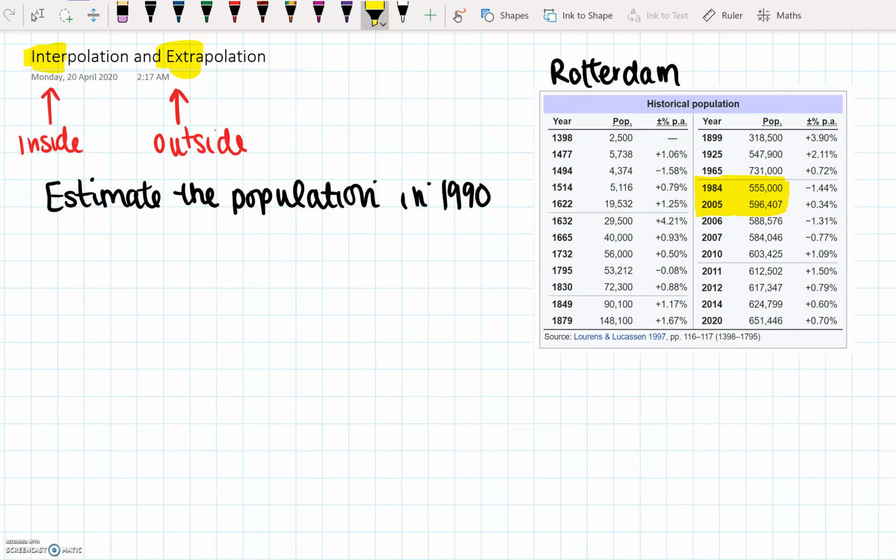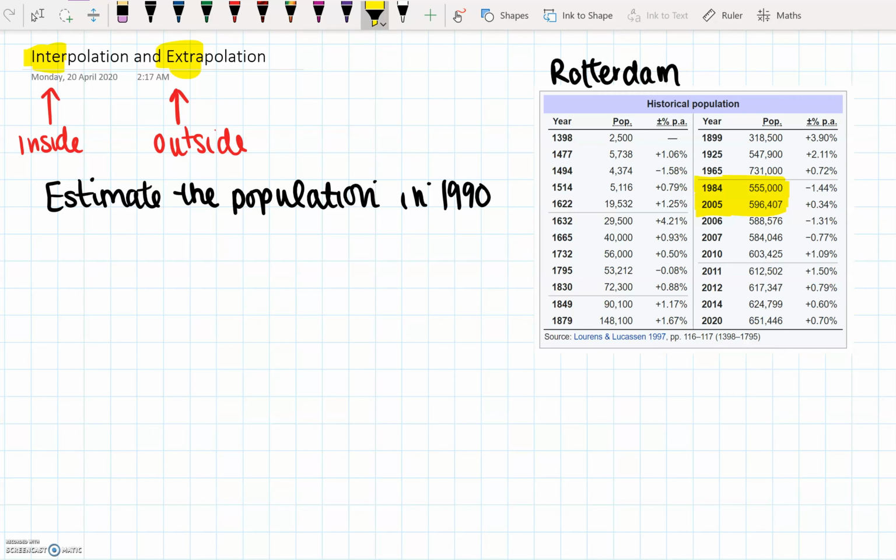Now the really important thing with interpolation is that you always use the two data points that are either side of it. So we assume that it's a direct straight line in between those two points. Even though it probably isn't, we are going to assume it is, but you must always use the closest two points to the one you are working with. So if we want to know what happens in 1975, we cannot use these two data points to find that out. We would need to do all these calculations again.